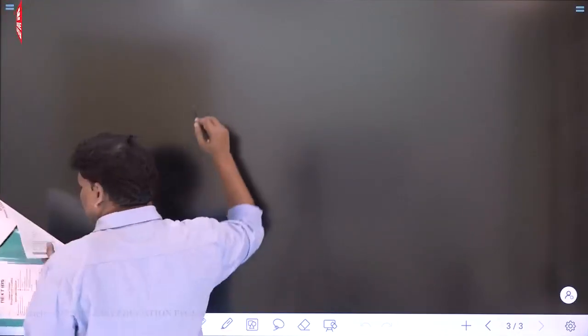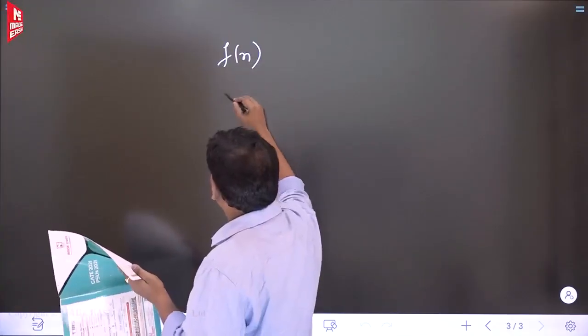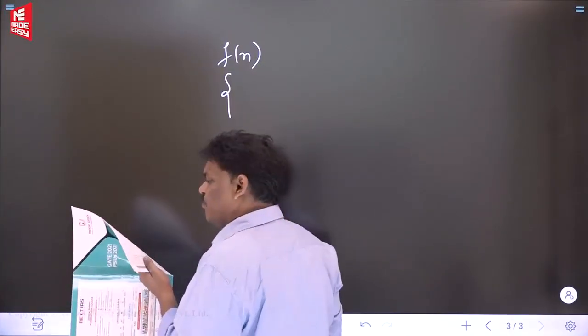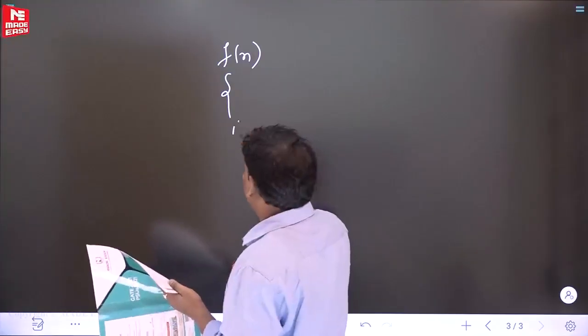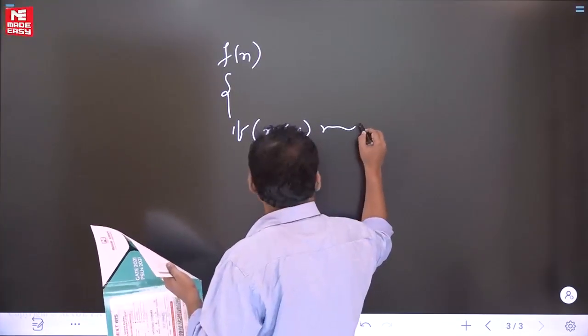Let R of n be the recurrence relation which computes the sum of values printed by f(n). Then R(n) is, right? What is the program name? Let me write now. F of n is the program name. Function name is f of n. If you see inside, if n is less than or equal to 0, then return, that is okay.